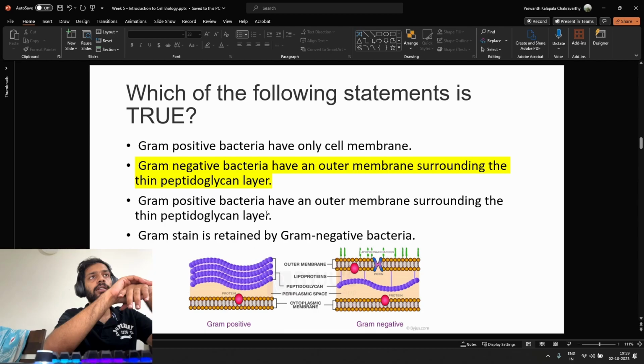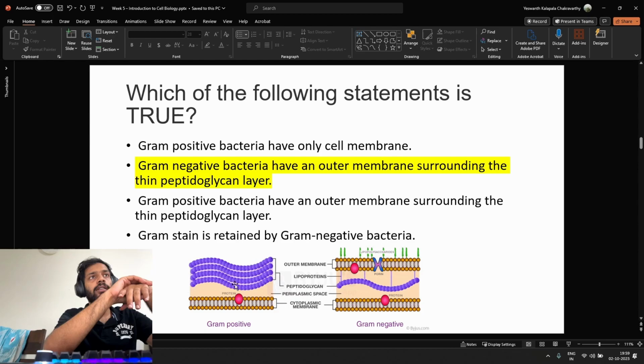So if you stain with a gram stain, the gram-positive bacteria take up the gram stain along with the gram-negative bacteria, right? But when you do the washing, the gram-positive bacteria retain the gram stain, but the gram-negative bacteria get rid of it. And when you do the counter staining, that's when the gram-negative bacteria get counter stained.